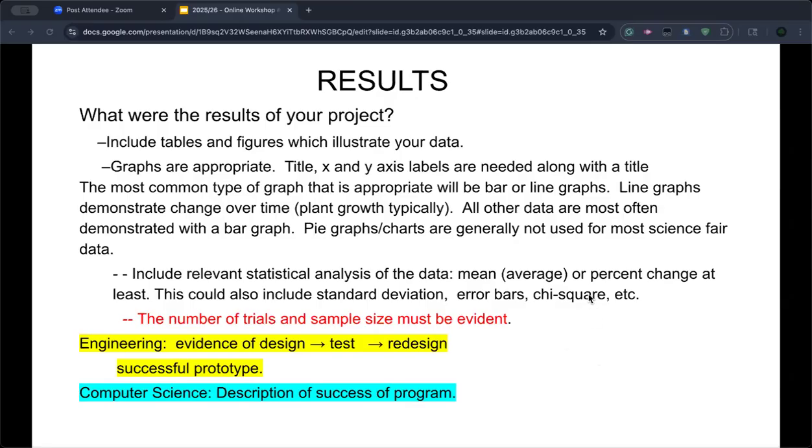And then another thing that you need is the number of trials and sample size must be evident. So if you're doing an experiment, you could maybe start with the number of trials and the sample size you use. And then for computer science, you want the description of success of a program. So you could talk about how it finally worked.